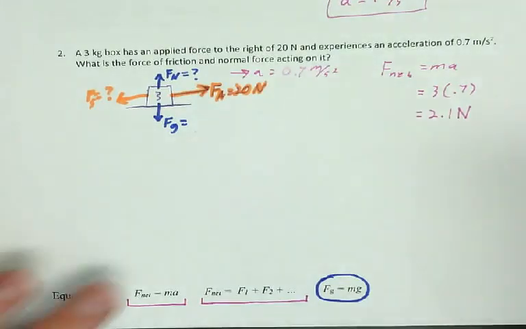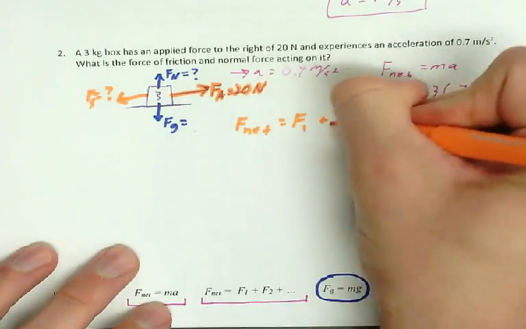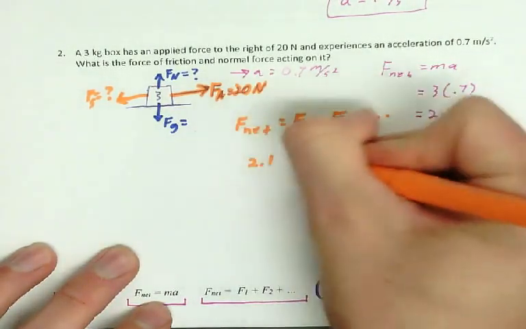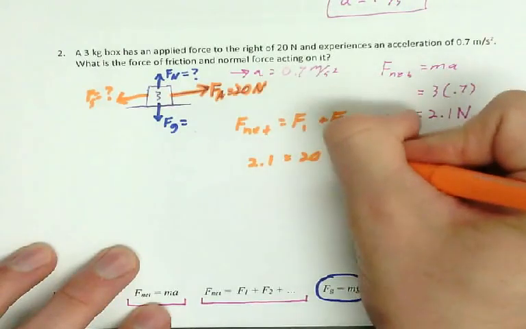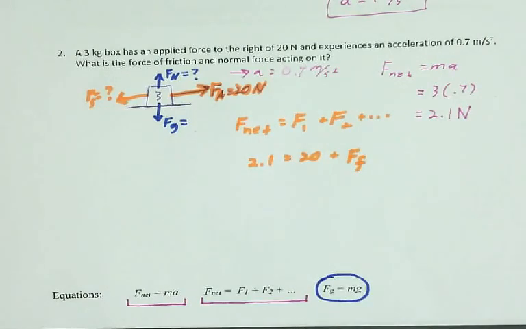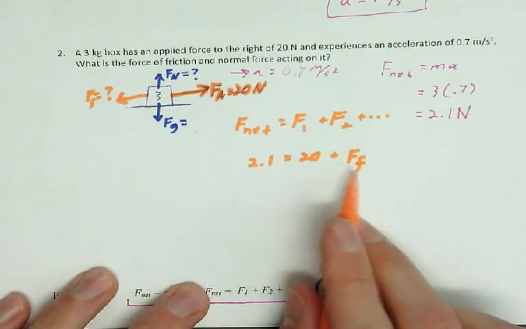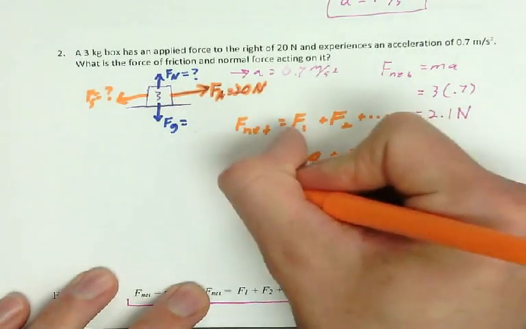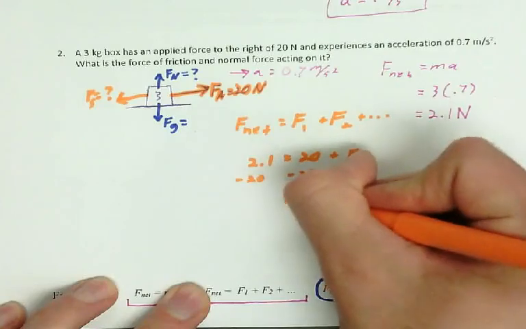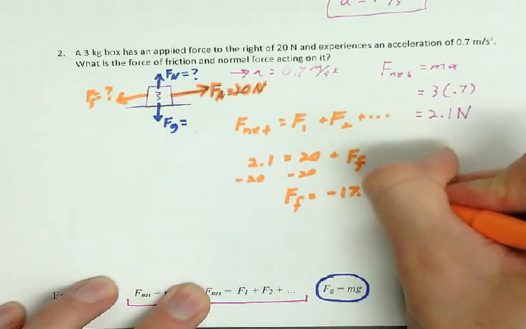So using the other equation, we got the net force equals force 1 plus force 2 plus whatever. So the net force is 2.1. The force 1 is the 20 newtons. The force 2 is friction. You could make this minus friction if you wanted, but I let the answer come out negative. So minus 20 gives me force of friction to equal negative 17.9 newtons.